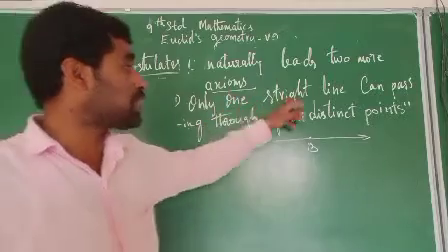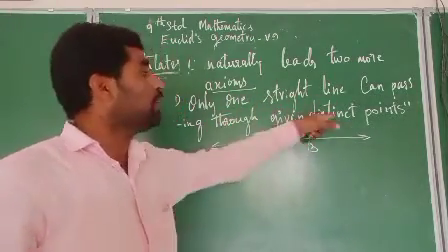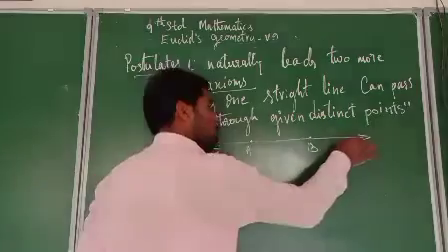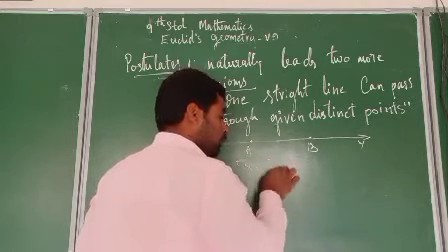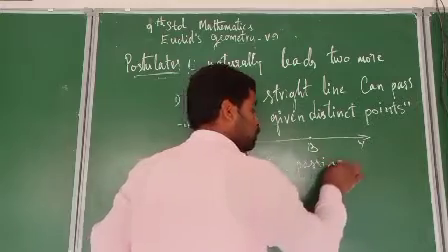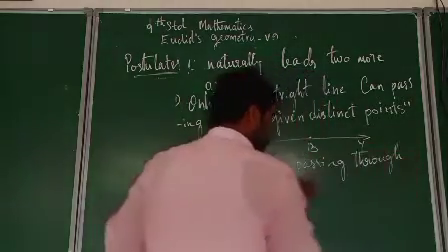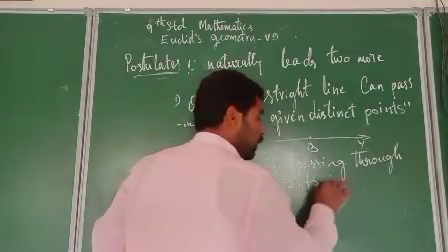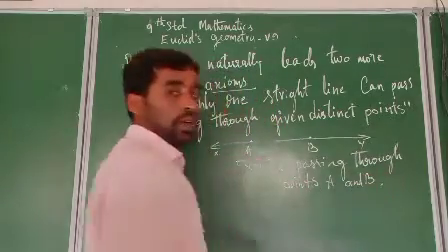So only one straight line. Here I have taken that a straight line can pass through the given distinct points. Distinct is two separate points. We can mark it as XY is a straight line, XY is passing through points A and B. Is it clear? Take down this one.